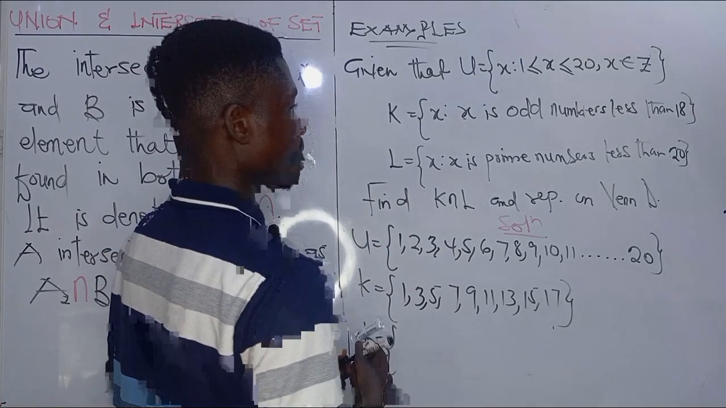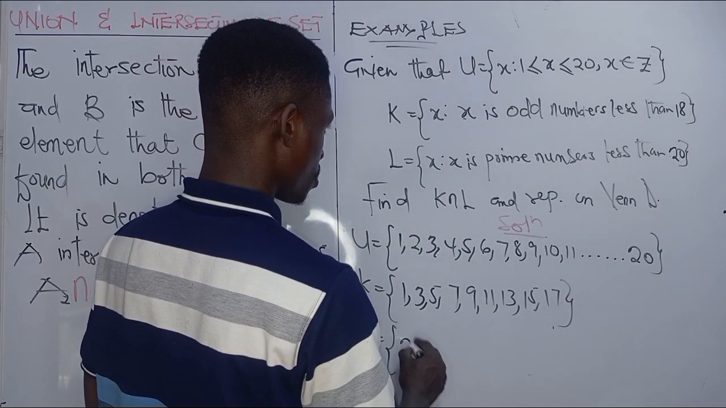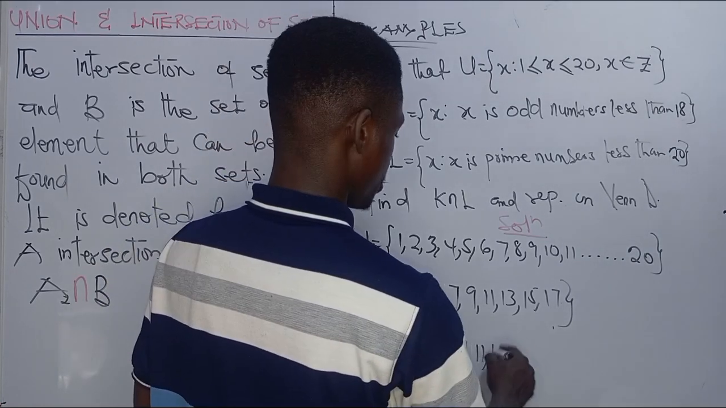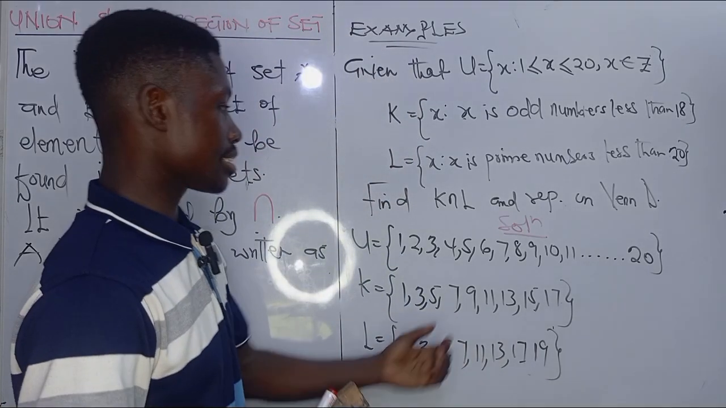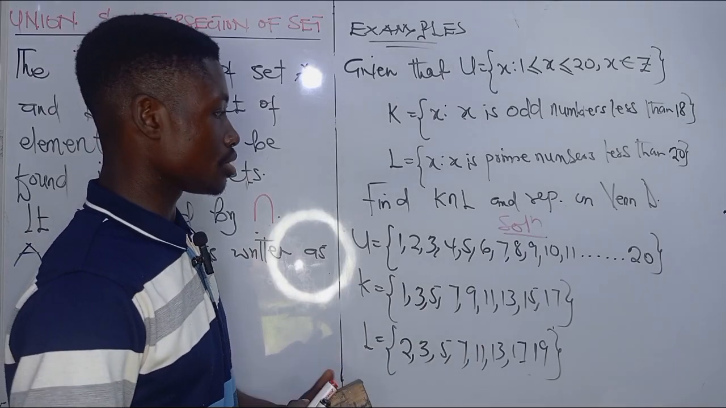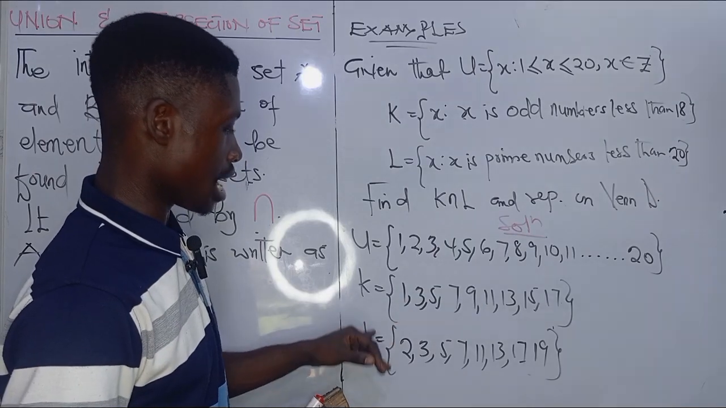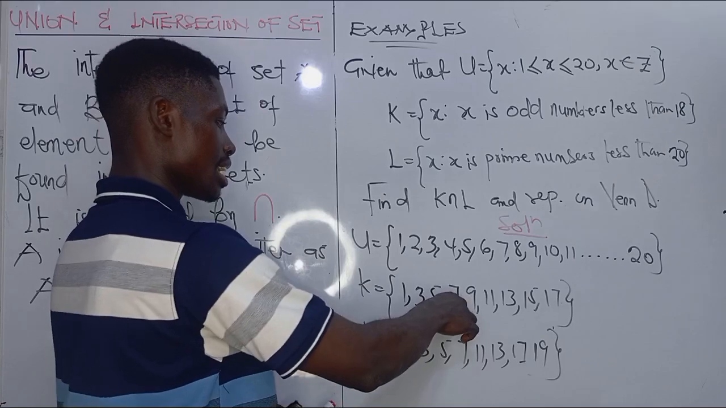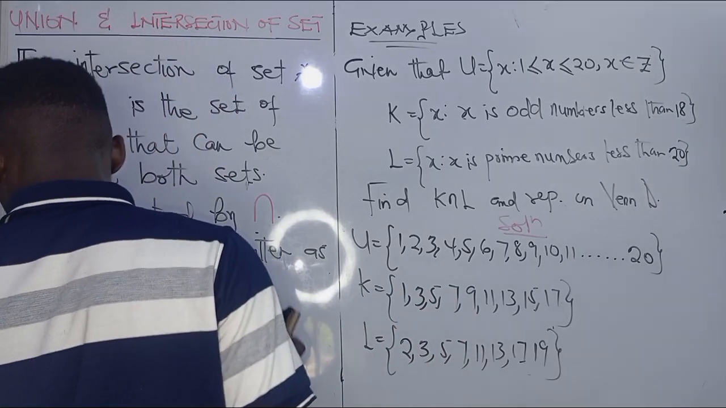So L, we are talking about prime numbers less than 20. So we are going to start from 2, 3, 5, and so on. Good. So we are done with the listing of these elements for each of these sets. What we are going to do is find K intersection L. We are going to look out for those elements that can be found in K and at the same time can be found in L.